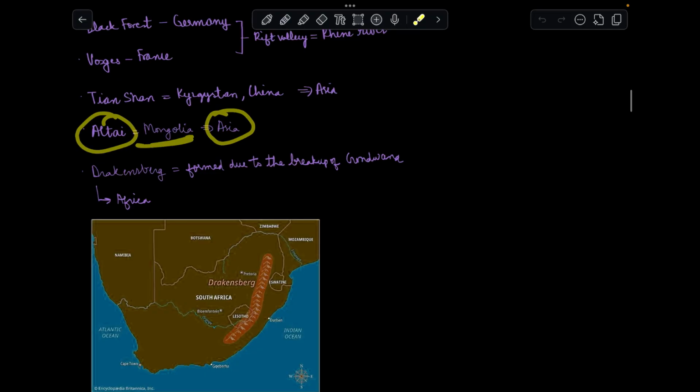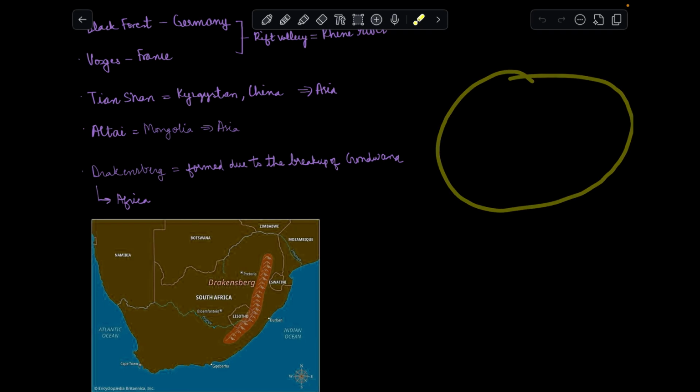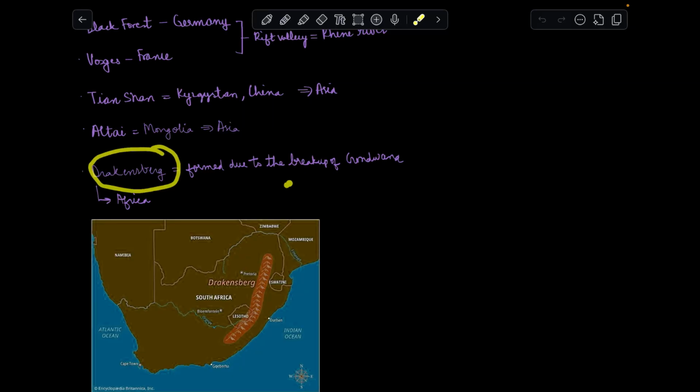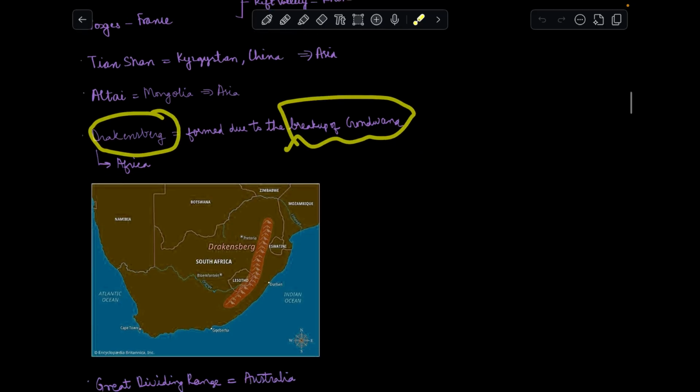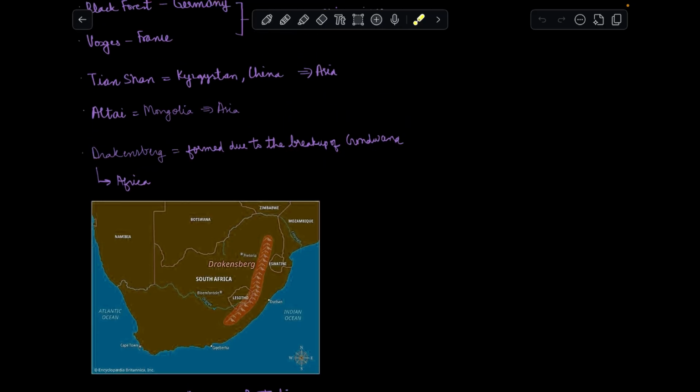Then comes Drakensberg. These were formed due to the breakup of Gondwana. Due to the continental drift theory, you might have read in geography, earlier there was just one landmass, Pangaea, and there was a breakup of all of these. Then Gondwanaland was formed, then there was the Tethys Sea, and so on. So the Drakensberg was formed due to the breakup of the Gondwana landmass.